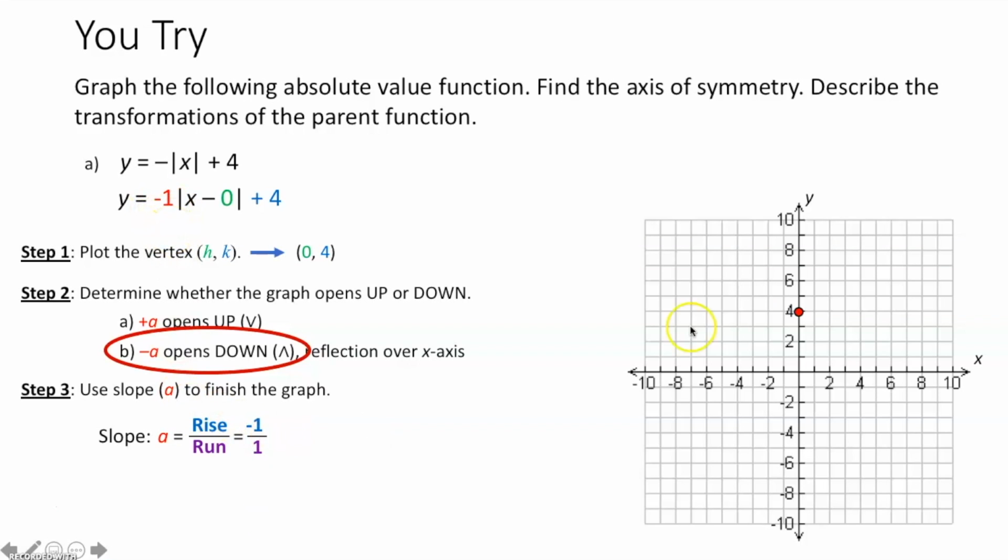So now we use this slope to graph the rest of the line. We go to our starting point, our vertex. We go down 1 because the rise is -1, and right 1, put a point. Down 1, right 1, put a point. Now that's half of the graph.